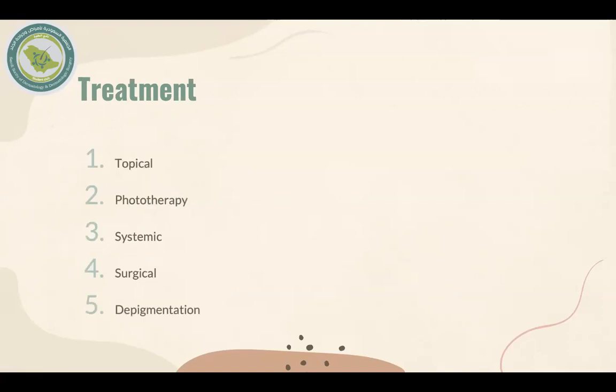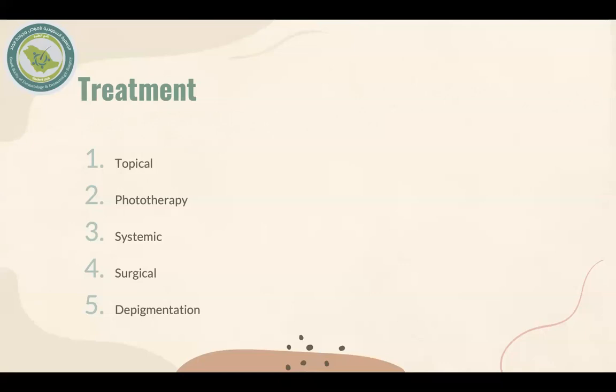The optimal treatment depends on the subtype of the disease itself, the percent of the body surface area involved, and the effect on the quality of life. So some patients don't want treatment. They are okay with the vitiligo. And other patients are depressed and they require a treatment or extensive treatment.